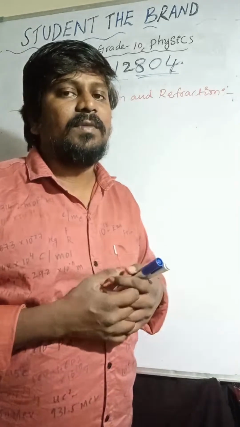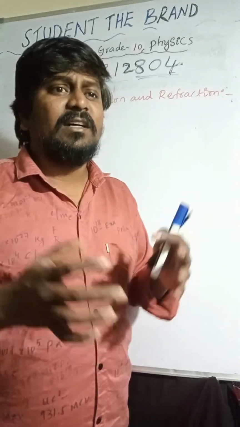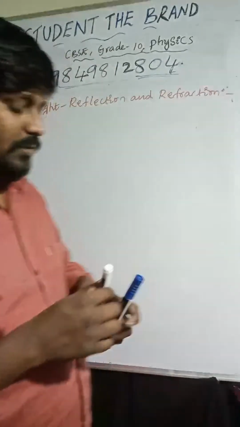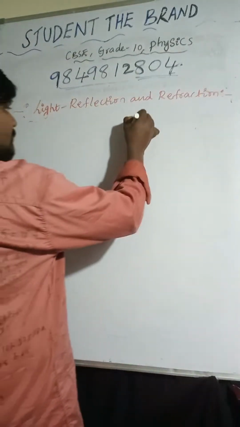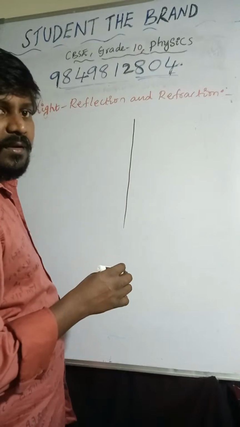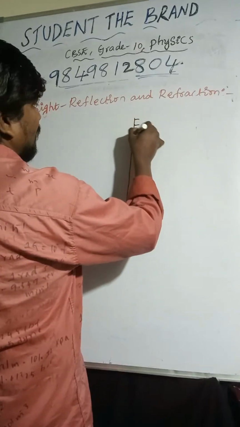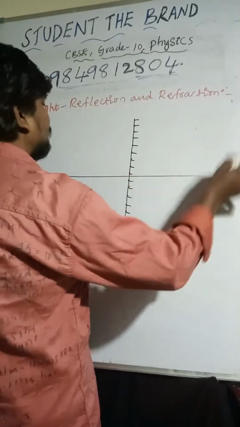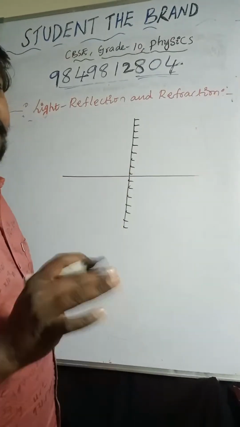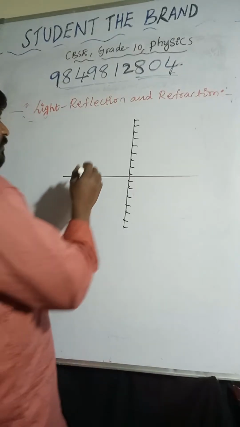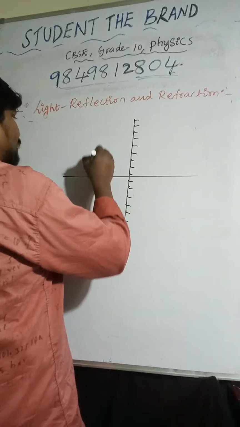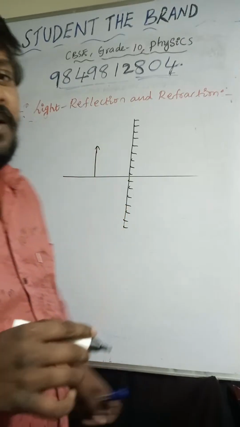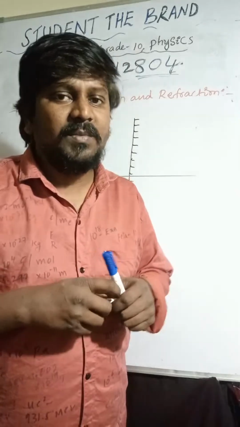Next, we will discuss the nature of the image formed by the plane mirror. So be ready. Here you can see this is a plane mirror. So I'm taking the object here. This is the object. How many light rays are required to form the image of the object? Minimum 2 light rays are required to form the image of the object.